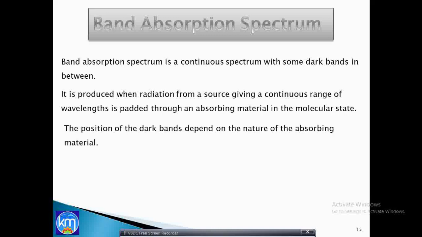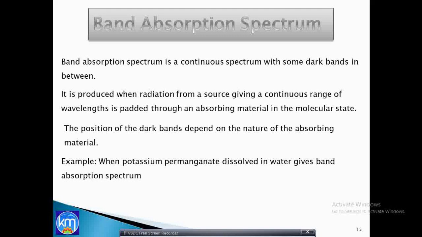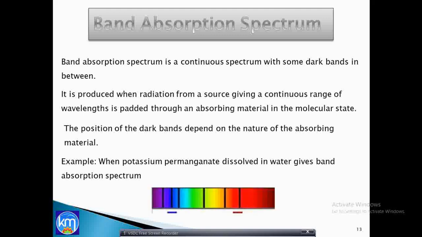The position of the dark bands mainly depends on the absorbing material. So again, it is the characteristic of the molecule. Therefore this band absorption spectrum is nothing but the signature of the molecule, so it is also called the molecular spectrum. As I said, an example of band absorption spectrum is when we have potassium permanganate dissolved in water, which gives out the band absorption spectrum. Hope you have understood.